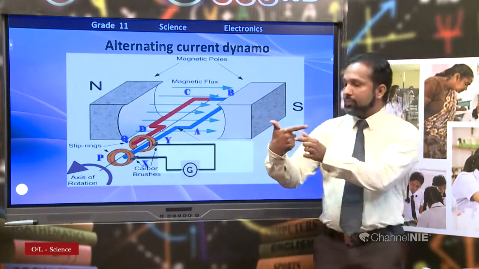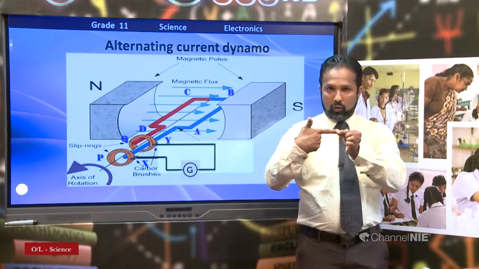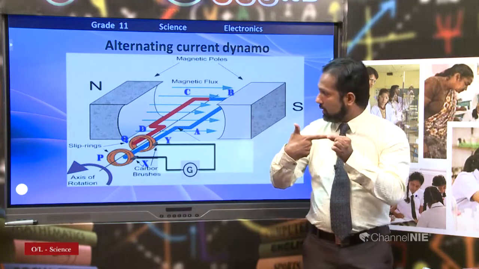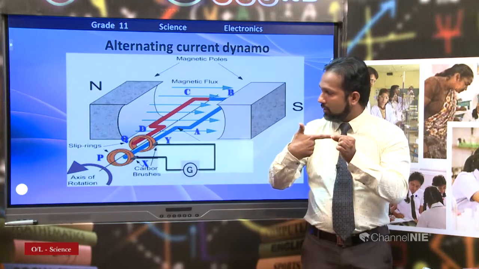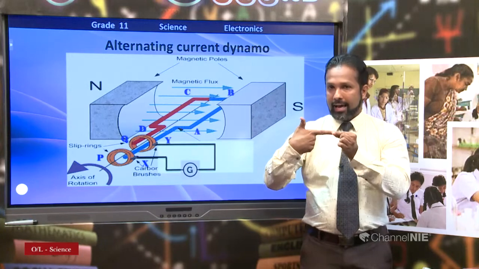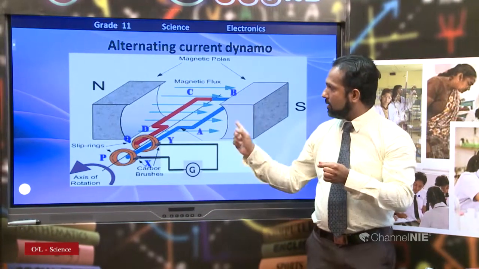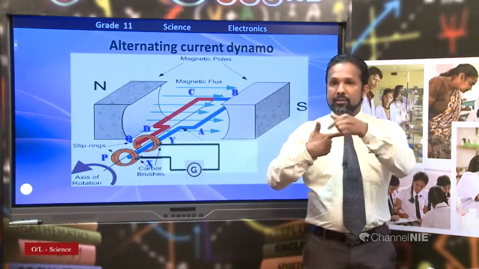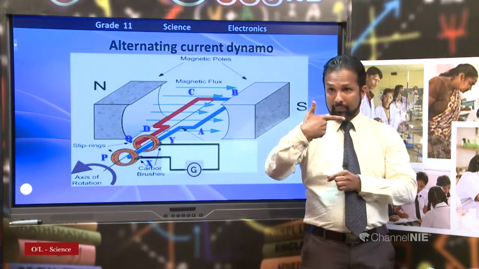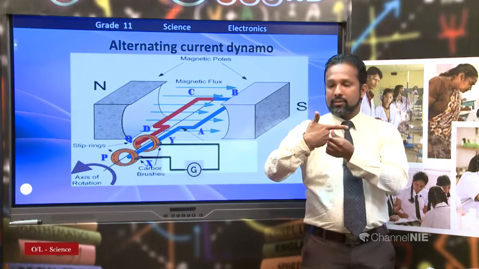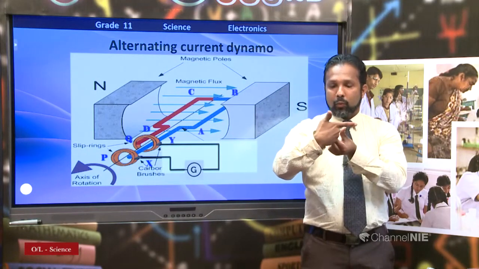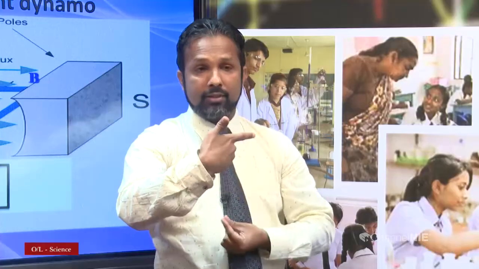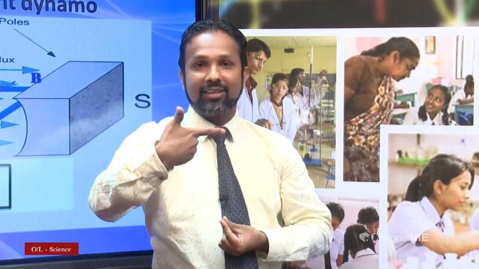The magnetic field is from North Pole to South Pole. It's very clear. We are going to move the coil anticlockwise. As a result, the AB bar goes up, in the upward direction. The thumb represents the direction of motion of the AB bar. In that case, the middle finger points towards myself. That means the middle finger represents the direction of induced current.